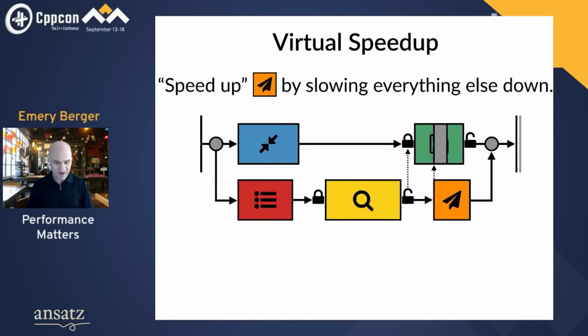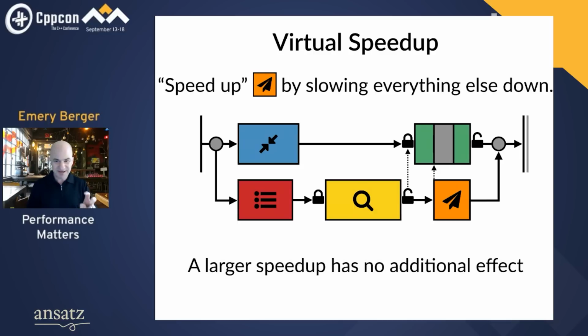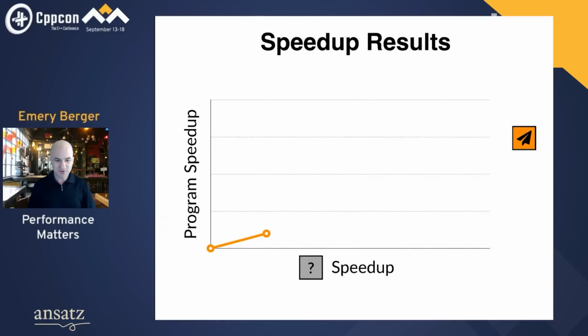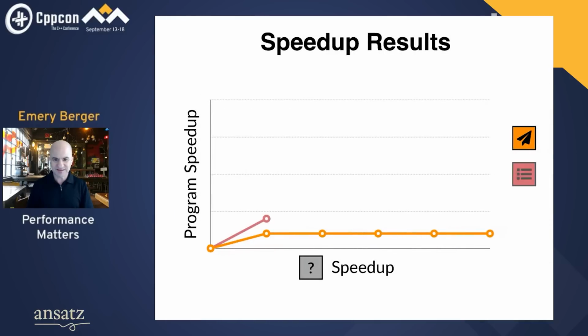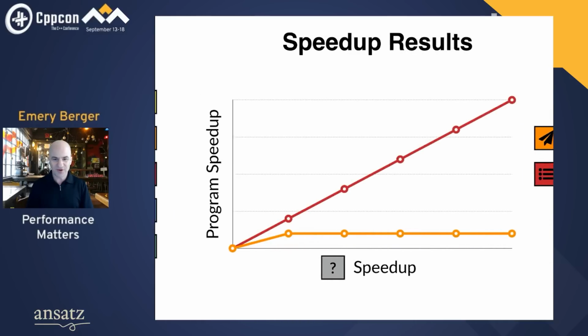So we just are going to rinse and repeat doing this. We're going to run the program, apply these speed ups, which are really slowdowns, so they're virtual speed ups, and then we're going to observe the impact, and then we're going to get these graphs. And we can do this for every single component. Again, something is running, you slow down the thing that you're testing, you slow down everything else that's running. We do this with sampling and other techniques that we describe in detail in the paper that I'm happy to point you to.